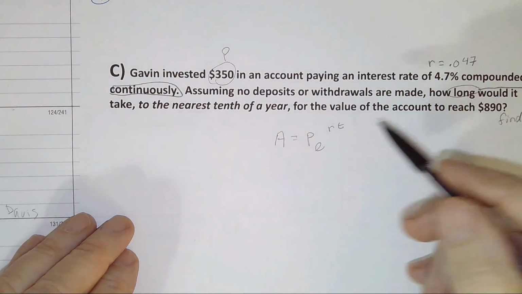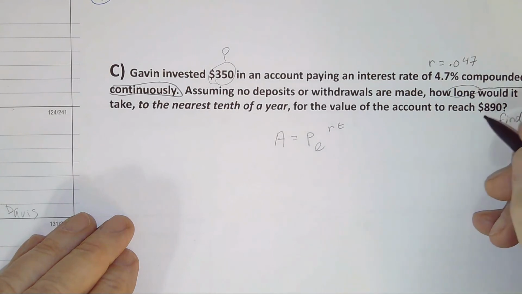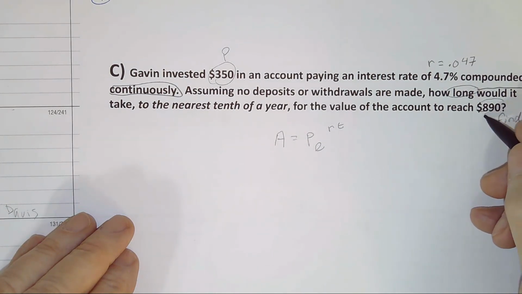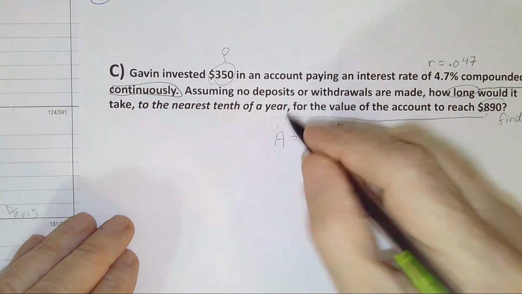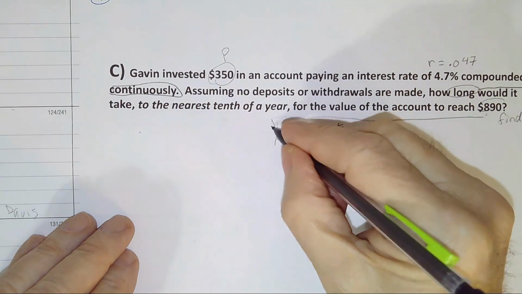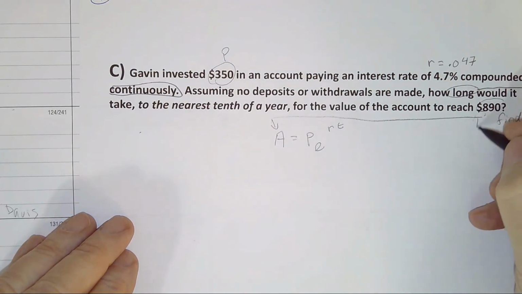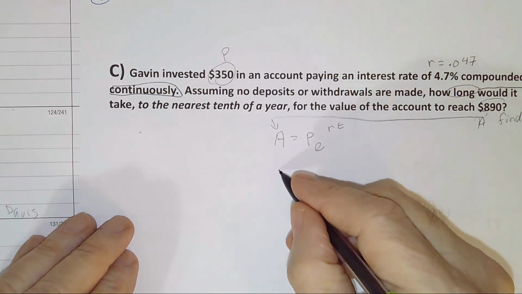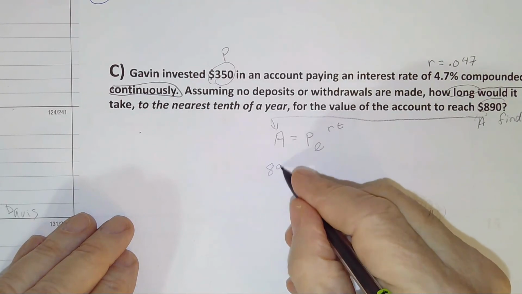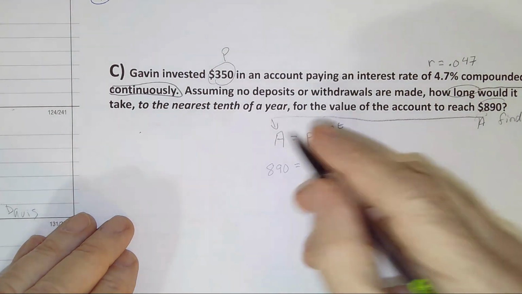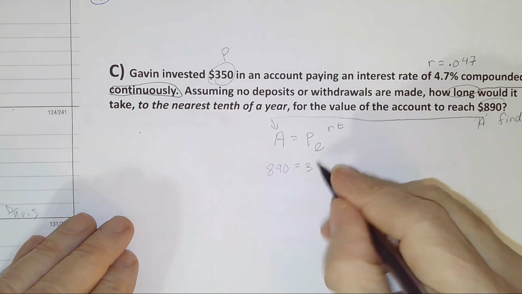For the value of the account to reach $890. So this is my Y, or A rather. This is my A. All right, so that's my A. So I'm going to write this as $890 equals my principal of $350.